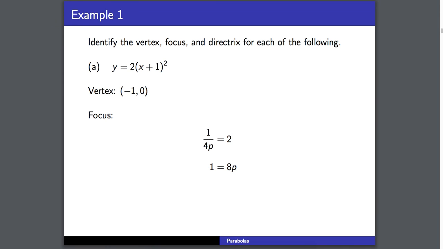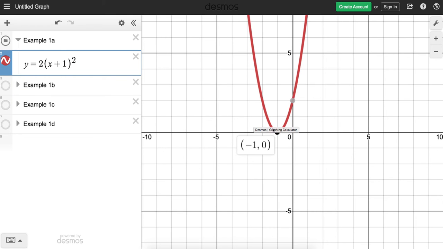Now for our focus point, we need to find the value of p, and for that we're going to use this value of a, this value of 2. So we set 1 over 4p equal to 2, multiply both sides by 4p to get rid of the fraction, we'll get 1 equals 8 times p, which then we can use p equals 1/8. Now in terms of finding the focus point, if we look at the graph of the parabola, the distance from our vertex to our focus point is going to be 1/8.